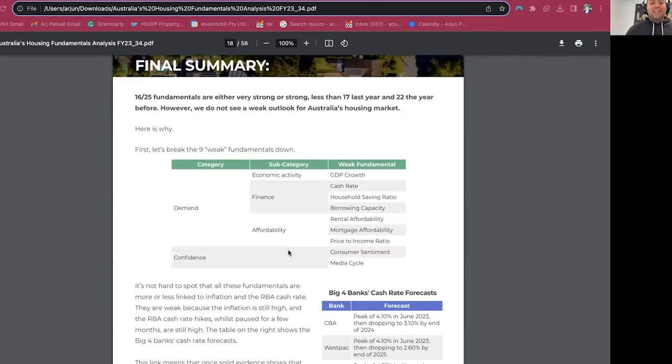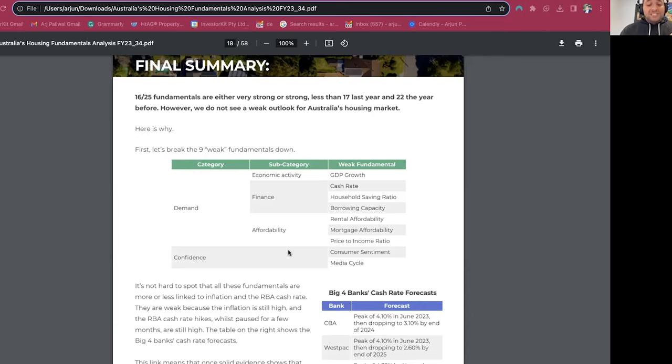But if you have a look at the 9 weak categories, in demand, you've got the subcategories of GDP growth, cash rates, savings ratio, borrowing capacity. So there's 4 core things influenced by interest rates. Interest rates improve, cash rate obviously goes down, household savings ratio improves, borrowing capacity improves, GDP, due to people's more spending money being forced, will improve. Then as wage growth is happening and rental vacancies eventually calm down as well, which will take time, that rental affordability piece that's being tested and mortgage affordability will be positively impacted by the interest rate cycle shifting.